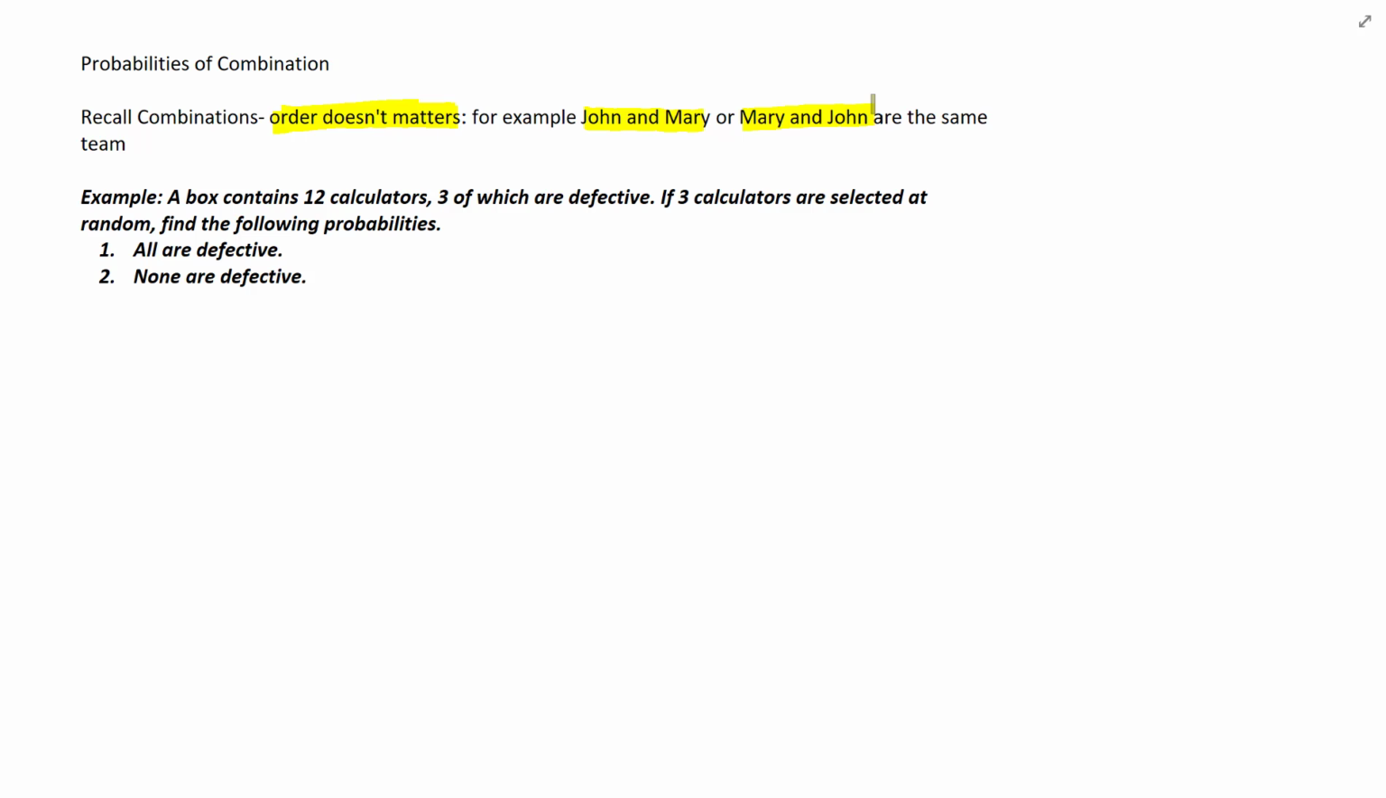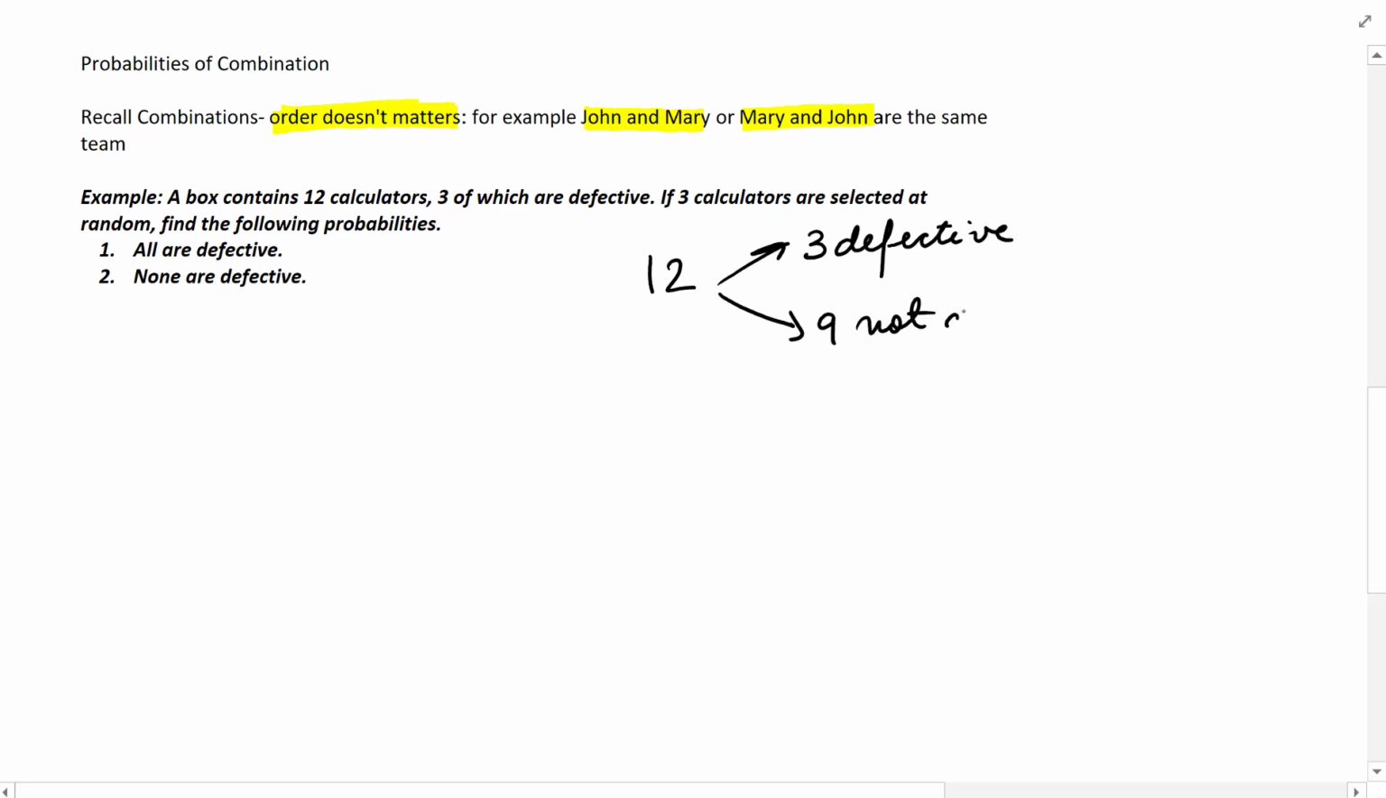So let's take a look at this problem. A box contains 12 calculators, 3 of which are defective. If 3 calculators are selected at random, find the following probabilities: all are defective, and none are defective. So first of all, since there are 12 calculators and 3 are defective, we can immediately say that 9 are not defective.